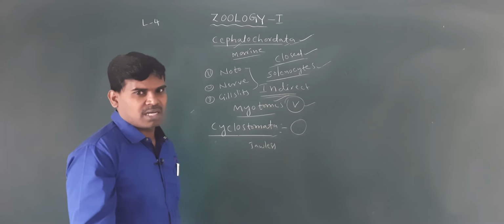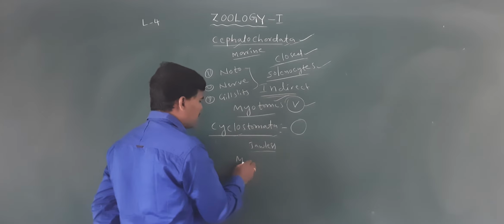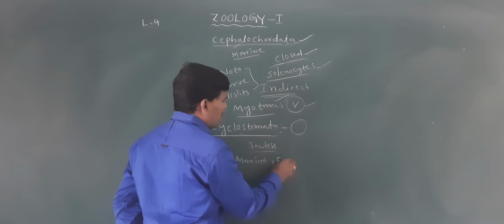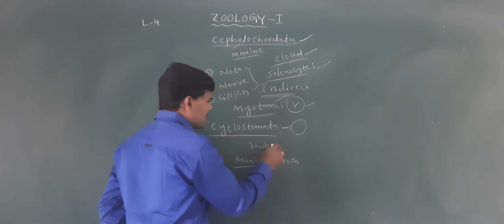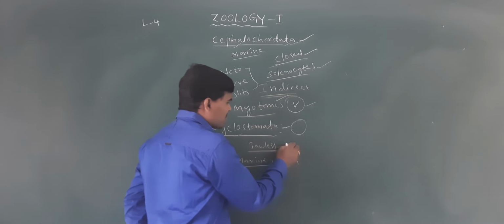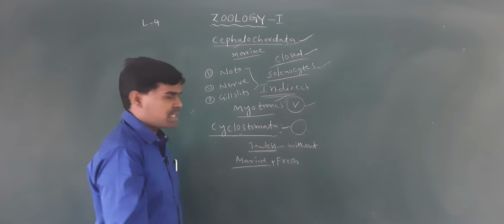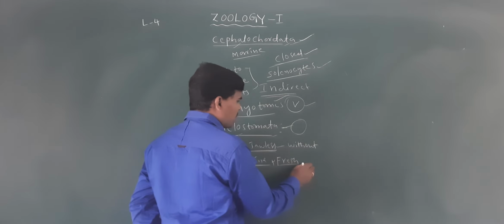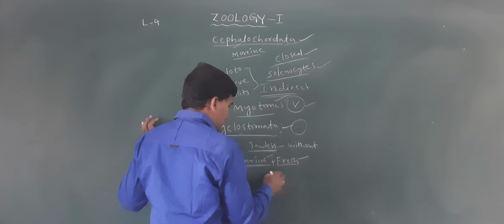Jawless means without jaws. This subphylum of animals lives in marine water and freshwater. The Cyclostomata subphylum is made up of jawless animals that are marine and freshwater animals.